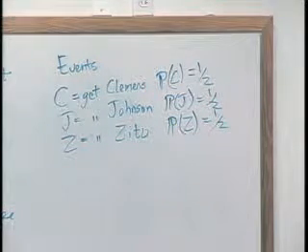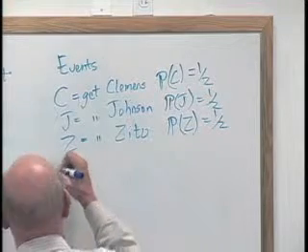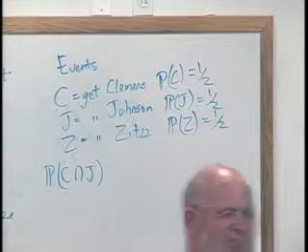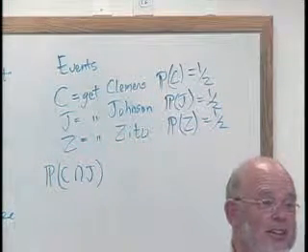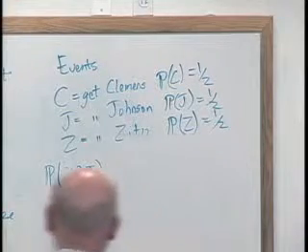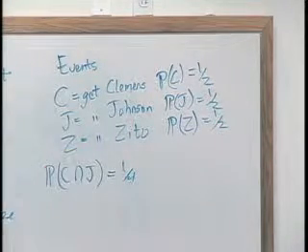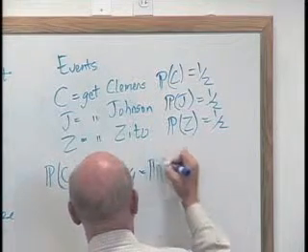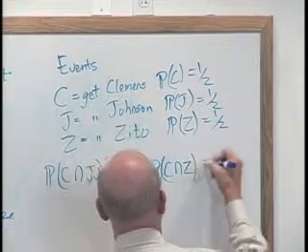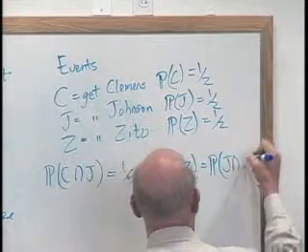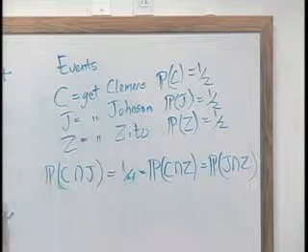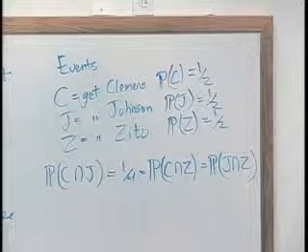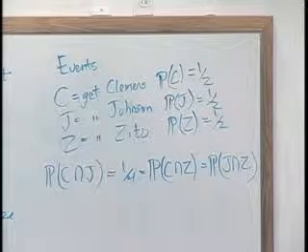And now we can work out some probabilities of intersections. What's the probability that they get both Clemens and Johnson? 1/4, right? Because if the commissioner rolls a 4, they get both of them. And that's also true for getting Clemens and Zito, or for getting Johnson and Zito. So the first question to ask and answer is this. Are the events C and J independent?